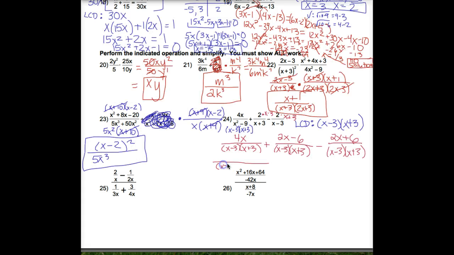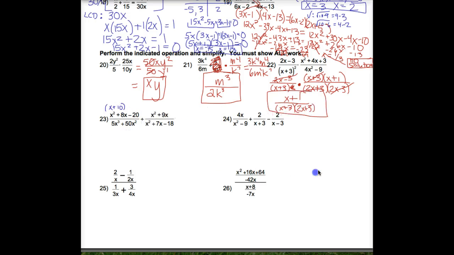I can make it one fraction with the LCD on the bottom, and I can just do the addition subtraction. So 4x plus 2x minus 6. This is subtraction. Remember, distribute the negative. So minus 2x minus 6. So now combine my like terms. 2x and negative 2x cancel. So I've got 4x minus 12 over my x minus 3, x plus 3.